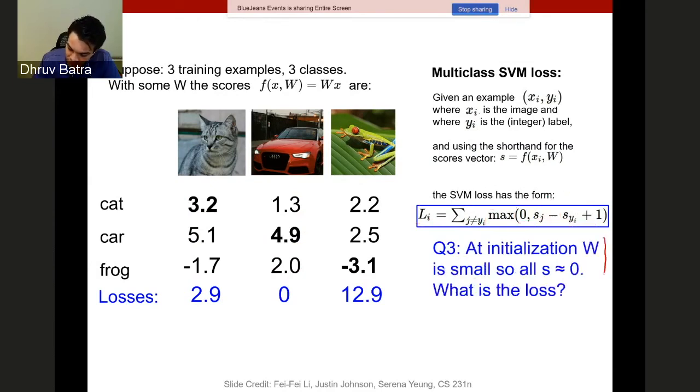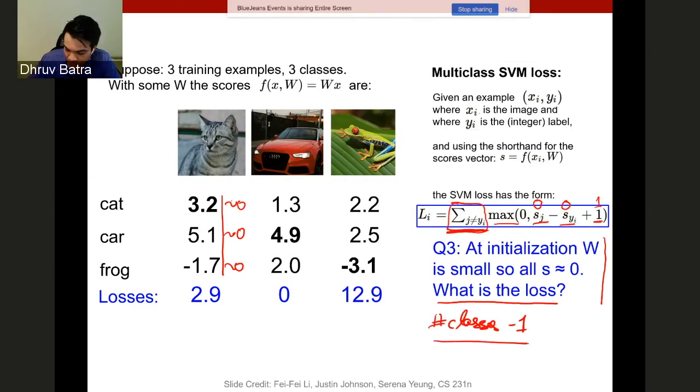At initialization, W is small. So let's say we are trying to start our training, and W is a small value. And so at initialization, all of these numbers start at around 0. When you multiply a zero matrix by any x, you're going to get nearly zero. Because it's a nearly zero matrix, you'll get nearly zero scores at initialization. Let's say you do that. If so, what is the loss at initialization? So you'll get number of classes minus 1.